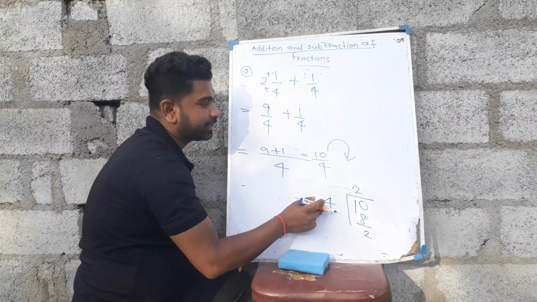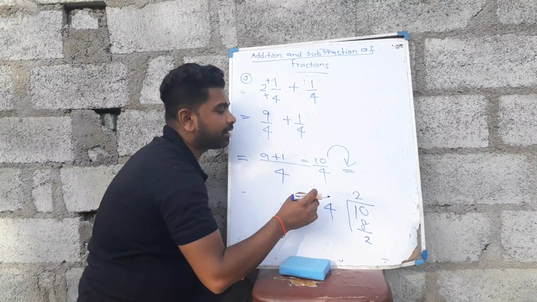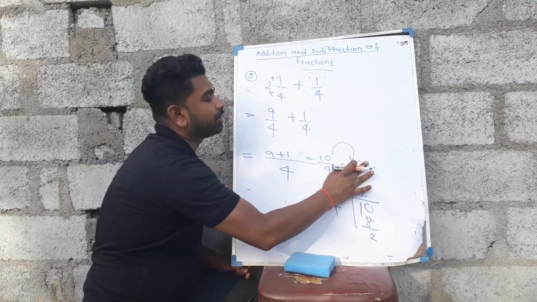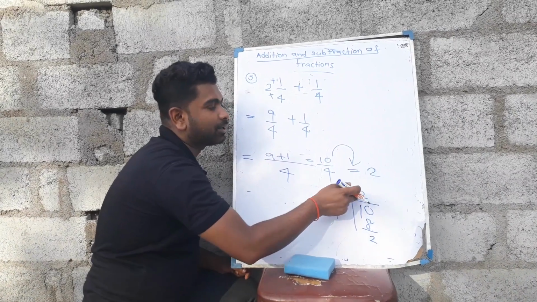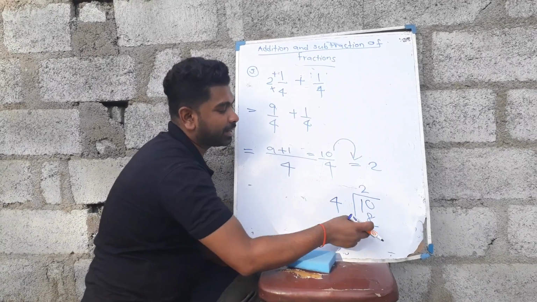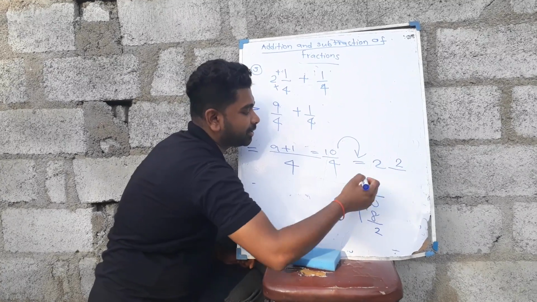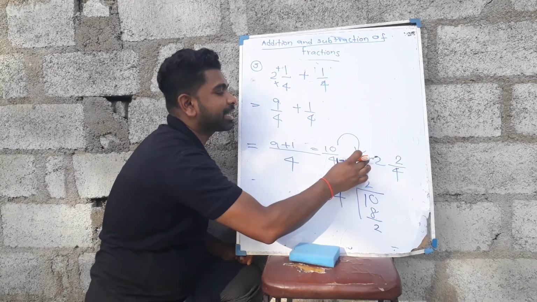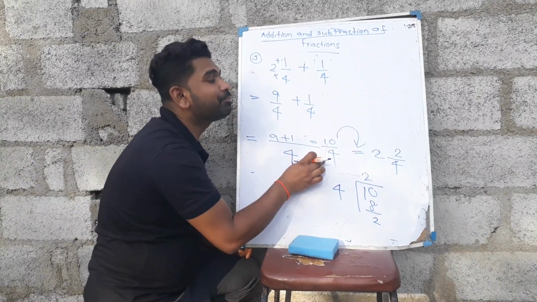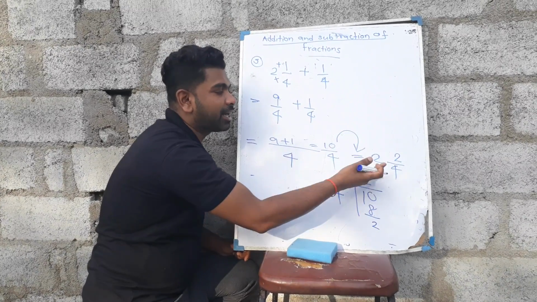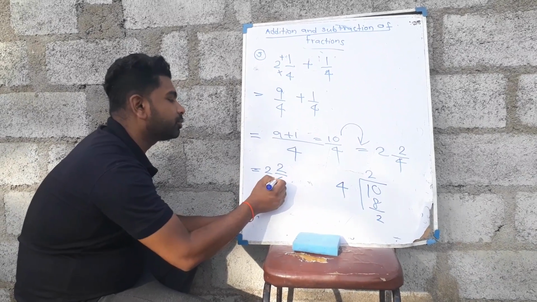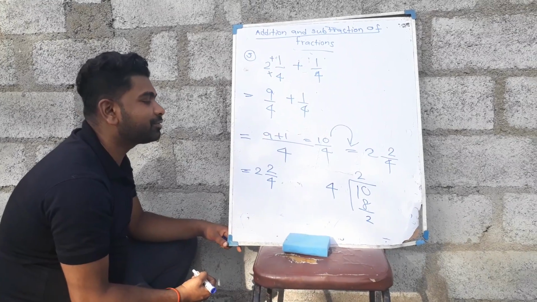When we divide 10 by 4, we get 2 complete groups of 4, and there are 2 remaining that we need to divide by 4. 4 into 2 is 8, 8 plus 2 is 10. So if you get the answer as an improper fraction, you can write it as a mixed number. So what is the answer? 2 and 2/4, right? 2 and 2/4.